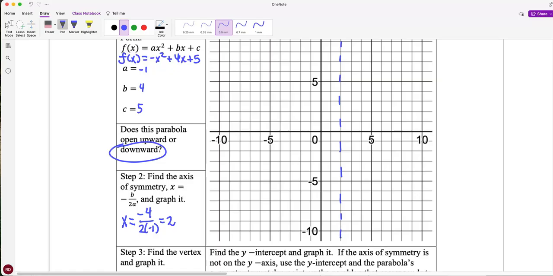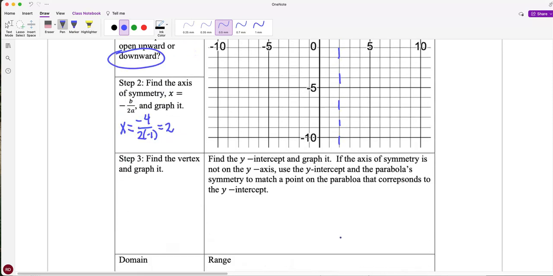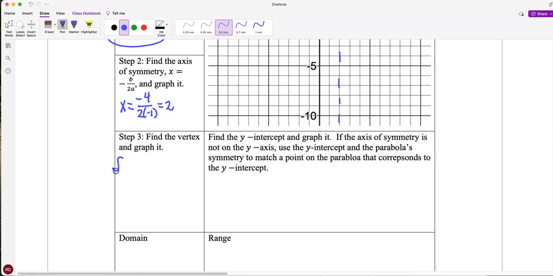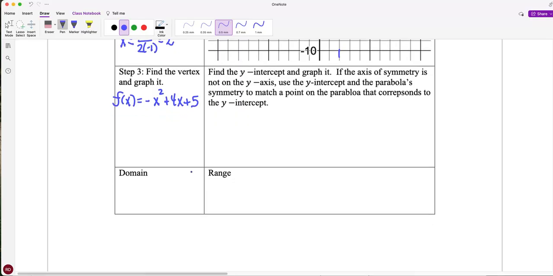Now to find the vertex, it lives on that line. And I know that the vertex has to have an x value of 2. So I've got f of x equals negative x squared plus 4x plus 5. So I know that the x coordinate is 2. So f of 2 is negative 2 squared plus 8 plus 5. So this is 9. f of 2 equals 9. So the vertex is the point (2, 9).